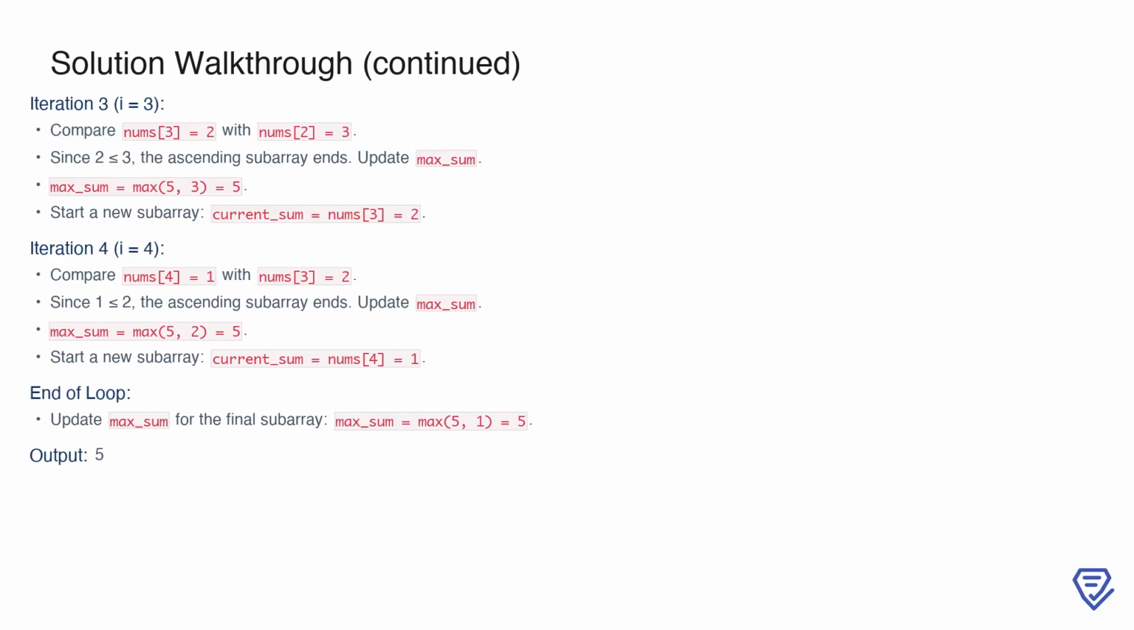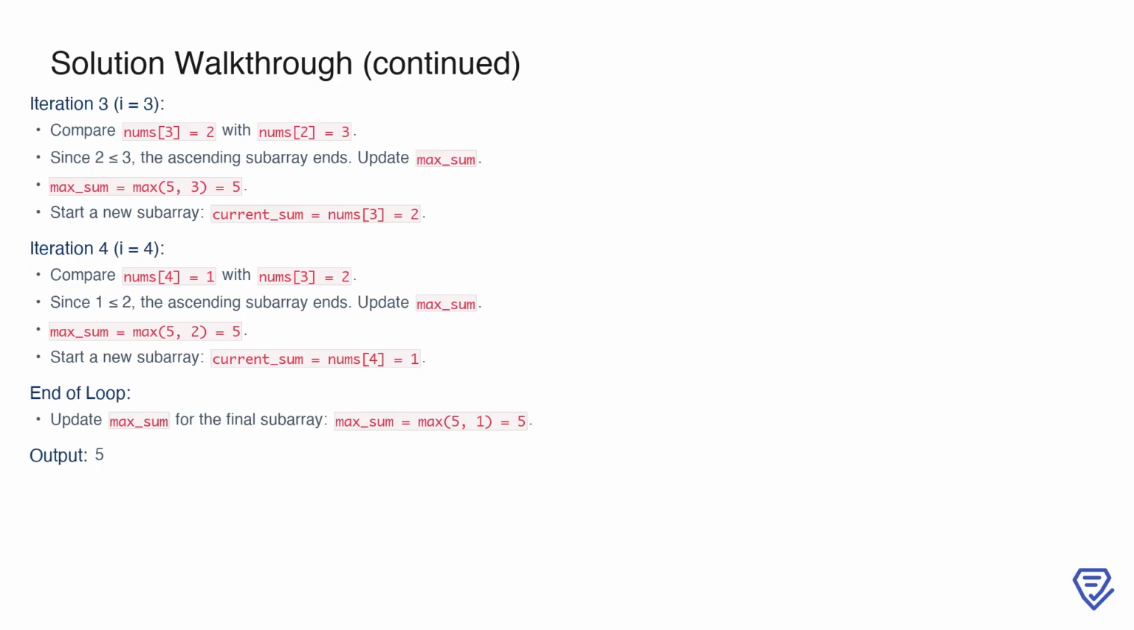Then, in the fourth iteration, nums[4], which is 1, is compared to nums[3], which is 2. Since 1 is less than or equal to 2, the ascending subarray ends once more. We update max_sum by taking the maximum of max_sum, which is 5, and current_sum, which is 2. Max_sum remains 5, and we start a new subarray with current_sum set to nums[4], which is 1.